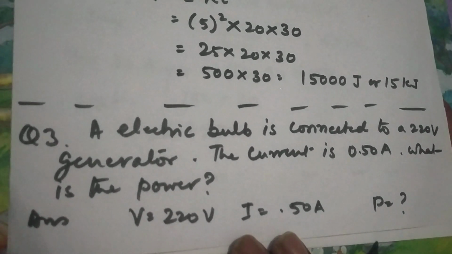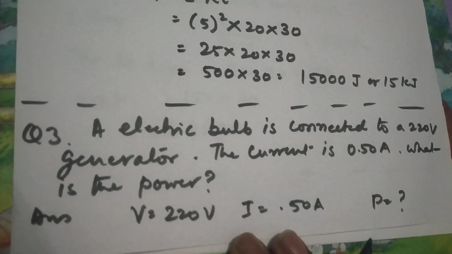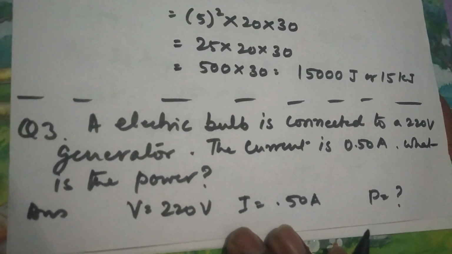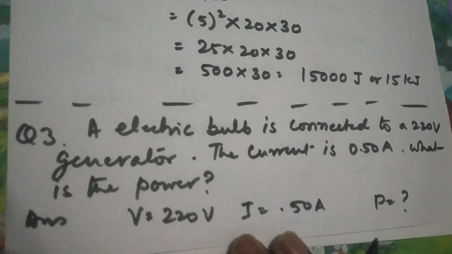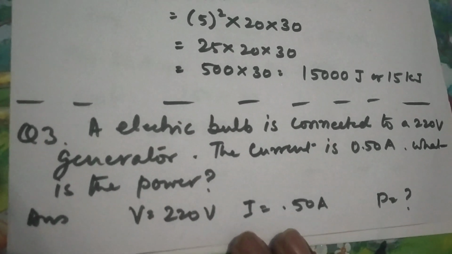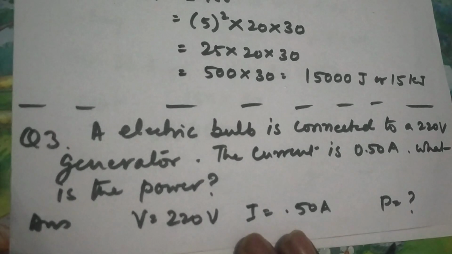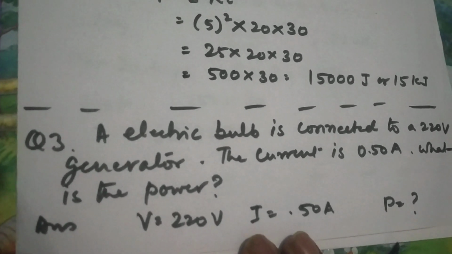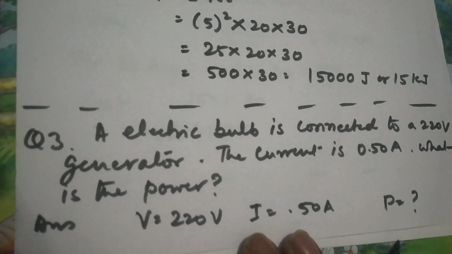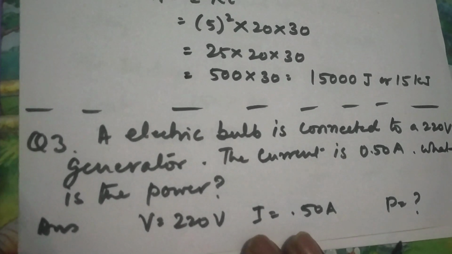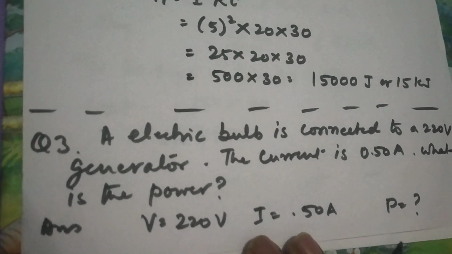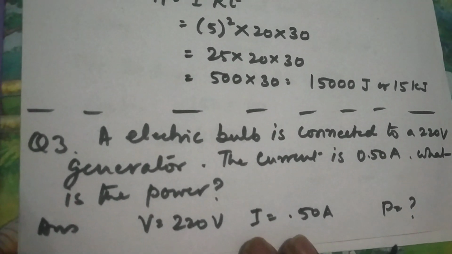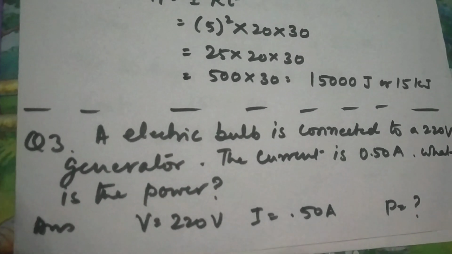An electric bulb is connected to a 220 volt generator. The current is 0.5 ampere. What is the power? These are small numericals to find power, and we already told that there are 3 common formulas for power. P is equal to VI, P is equal to V square upon R, and P is equal to I square R. Whatever things are given to you, whichever is convenient, you apply that formula.